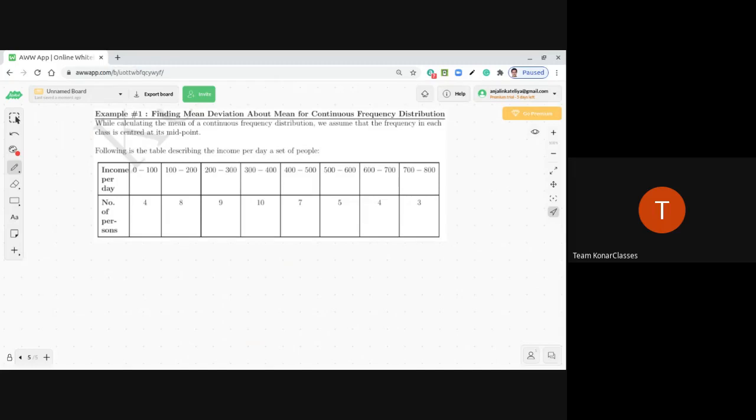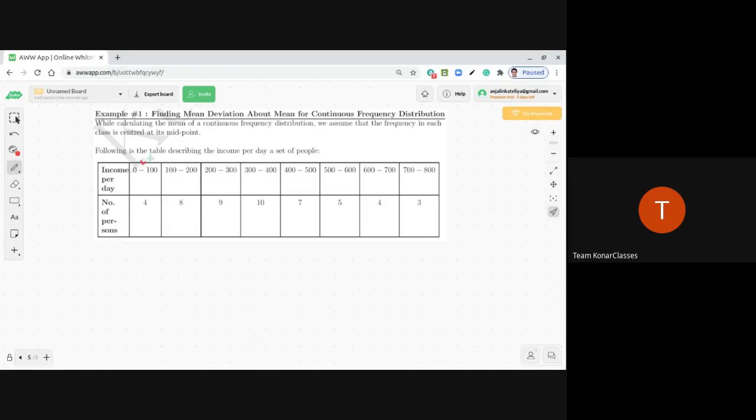While calculating the mean of a continuous frequency distribution, we assume that the frequency in each class is centered at its midpoint. Following is the table describing the income per day for a set of people. There are 8 different classes.